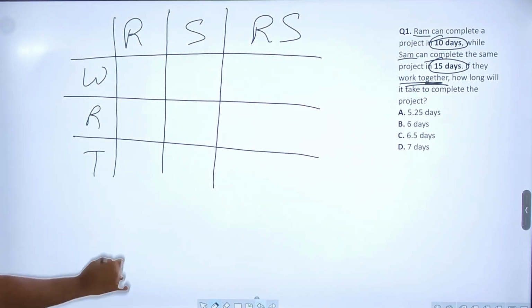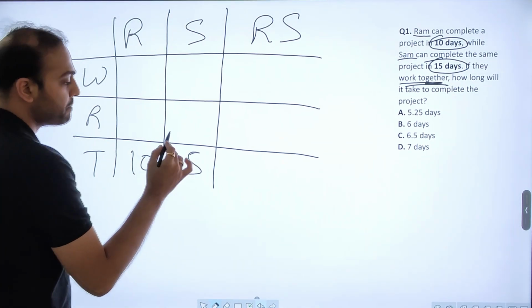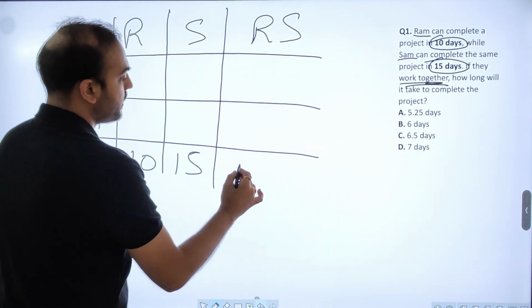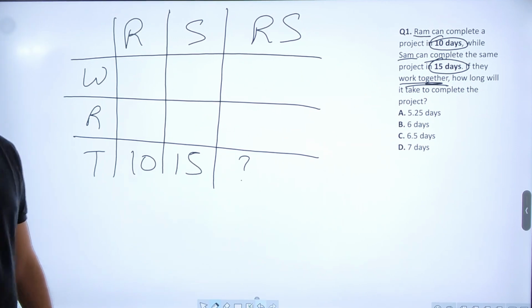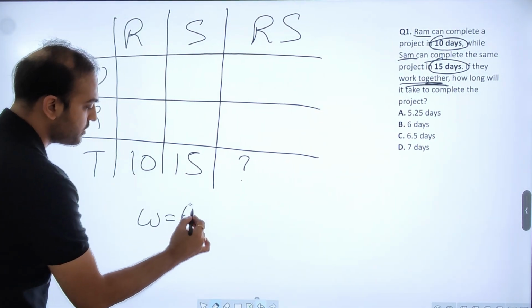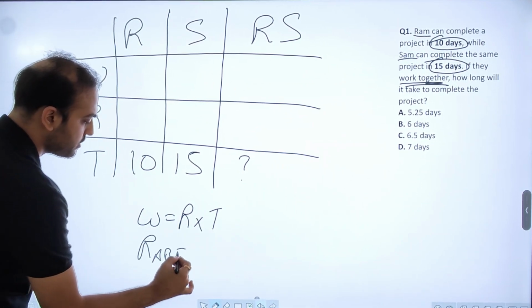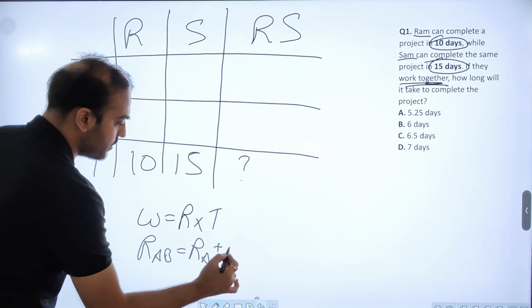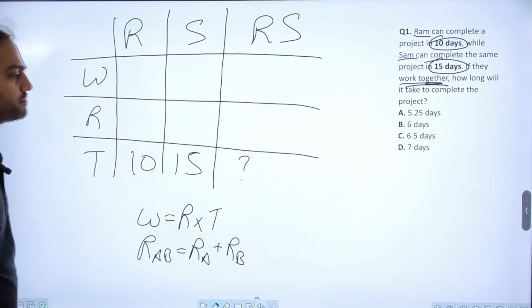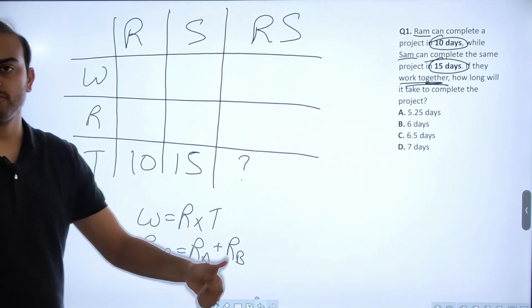Okay, Ram takes 10 days to complete the work. Sam takes 15 days to complete the work. Right, and together, how long will they take? Okay, remember the relationship. Work is equal to rate into time, and if people work together, the rates add or subtract. Okay, step number 2, work is not given, so we can assume.